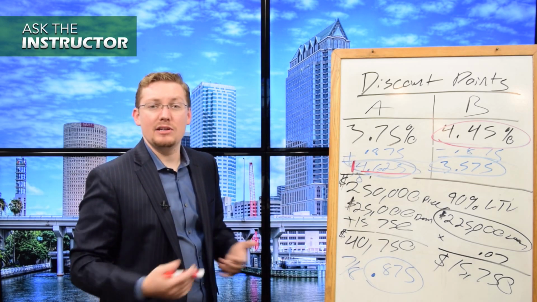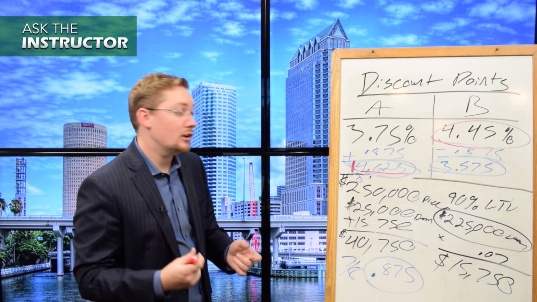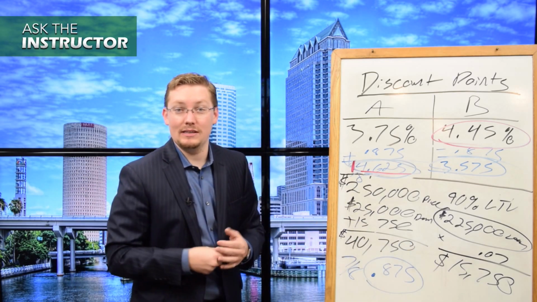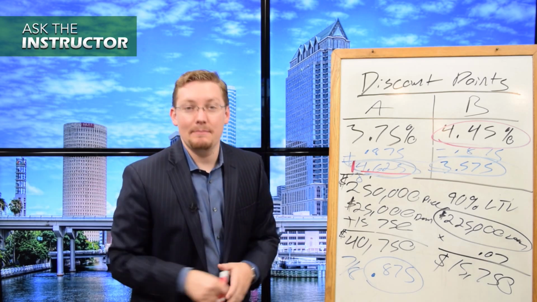That must be discounting your interest. That must be discounting. That's good. It's good to pay this $15,750 up front. That way you don't have to pay it on the back end.